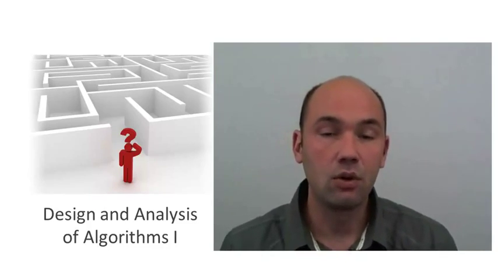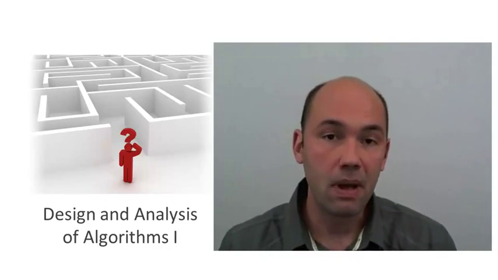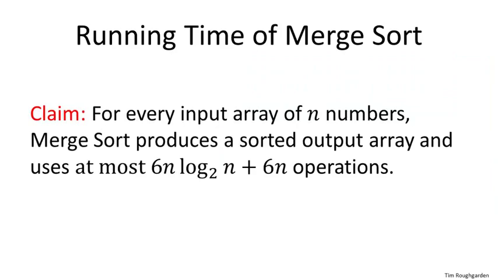So in particular, the goal of this lecture will be to mathematically argue the following claim from an earlier video, that in order to sort an array of n numbers, the merge sort algorithm needs no more than a constant times n log n operations. That's the maximum number of lines of code it will ever execute. Specifically 6 times n log n plus 6n operations.